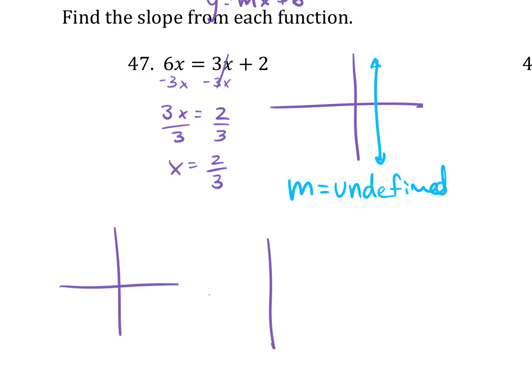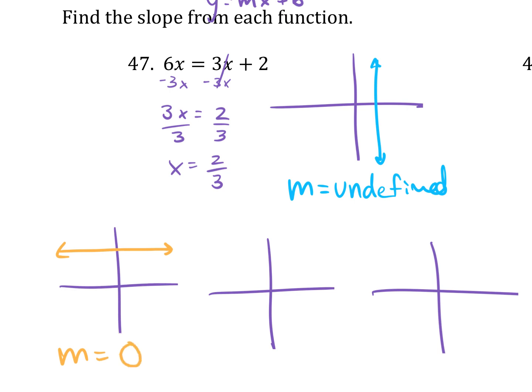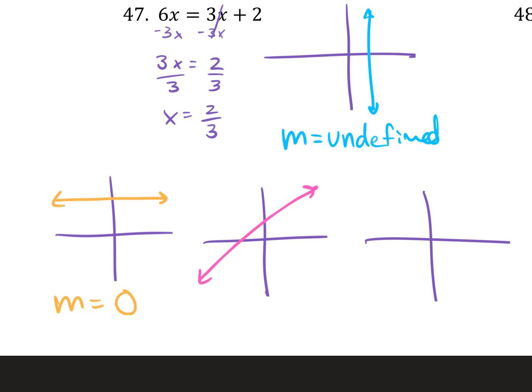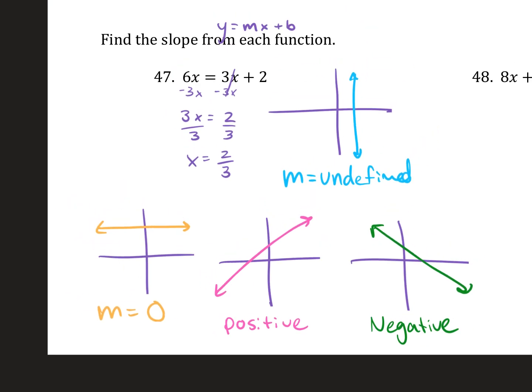Let's talk about slopes for a second. So we have 4 different options for slopes. If I have a horizontal line, what is my slope here? Slope would be 0. Perfect. If I have a line that is increasing like this, what would our slope be? Positive or negative? Positive. What about if we have a line that is decreasing? Negative. So make sure you know these 4 for tomorrow.